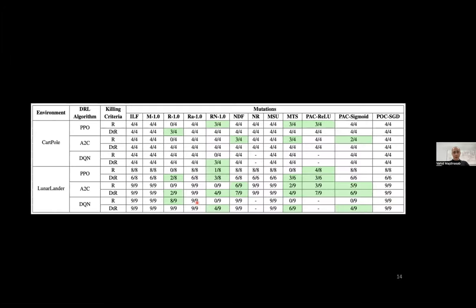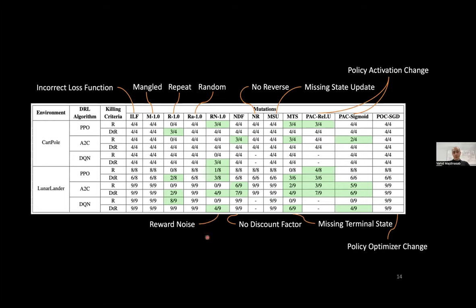And here are the results. We tested our approach on two environments, Cartpole and Lunar Lander. For each environment, we experimented with three different reinforcement learning techniques, namely proximal policy optimization, advantage actor critic, and deep Q networks. The numbers that you see here next to some operators mean the probability of that mutation affecting the agent. So a number one here means that this operator was applied to every step that the agent made. We also have two different mutation killing criteria.